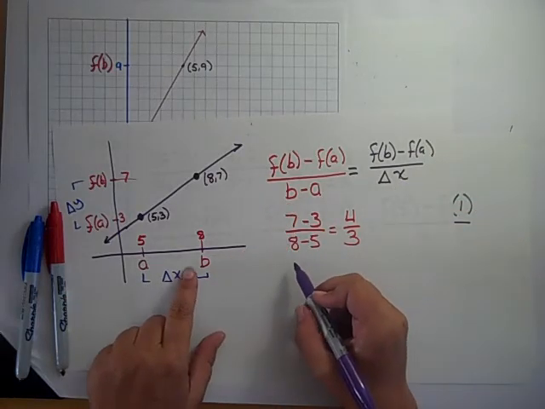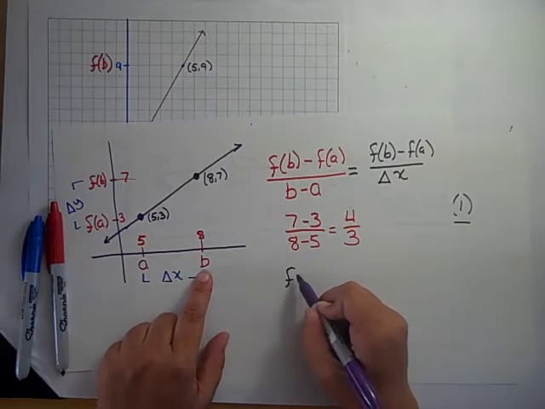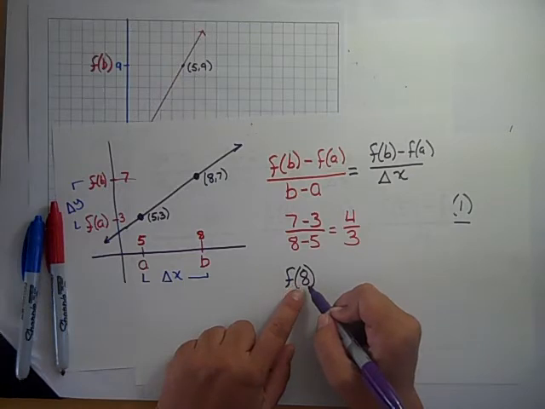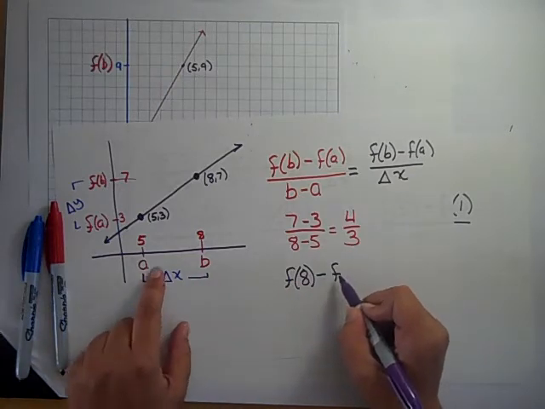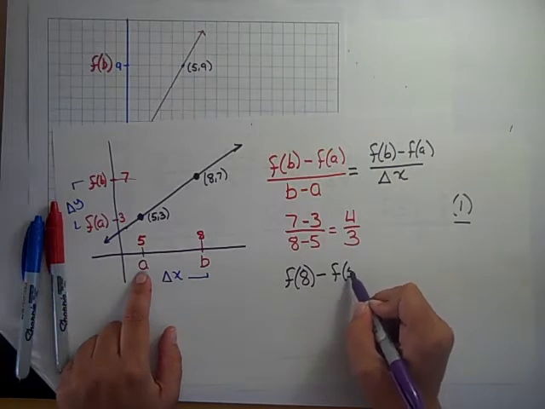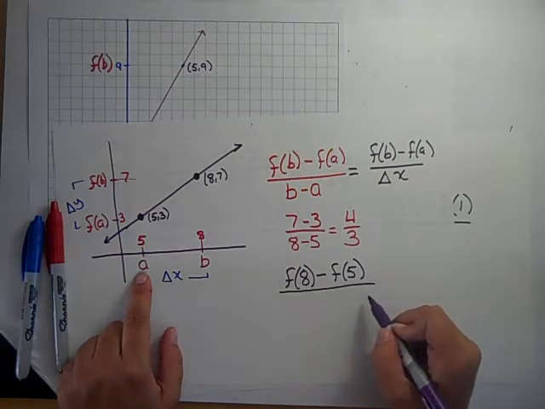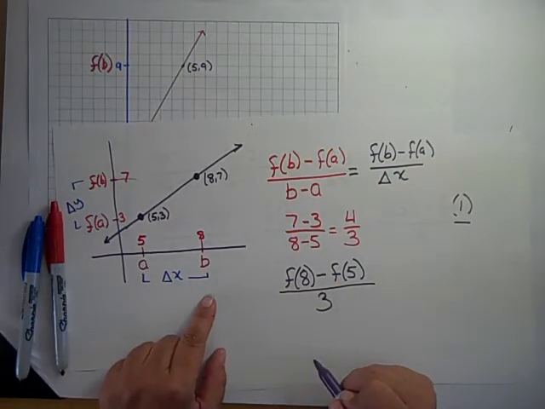Okay, so that would be f of b would be f of 8. Right, remember the x value is what goes in the parentheses. So f of 8 minus f of 5. And we want all that over the change in x. What was the change in x? You can just tell by looking. It's 3.